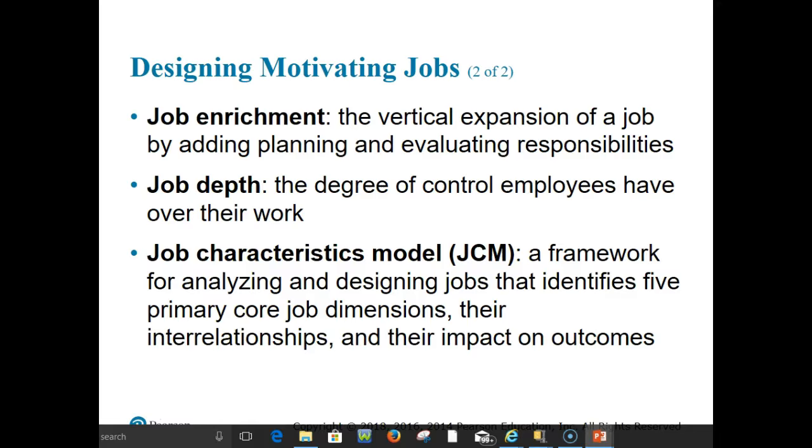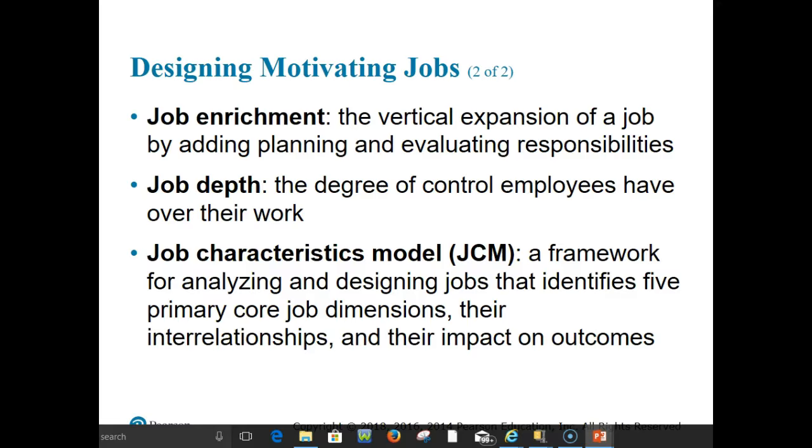So another approach to job design is a vertical expansion of a job by adding planning and evaluating responsibilities. That's job enrichment. Job enrichment increases job depth, which is the degree of control employees have over their work. In other words, employees are empowered to assume some of the tasks typically done by their managers. Thus, an enriched job allows workers to do an activity, the entire activity, with increased freedom, independence, and responsibility.